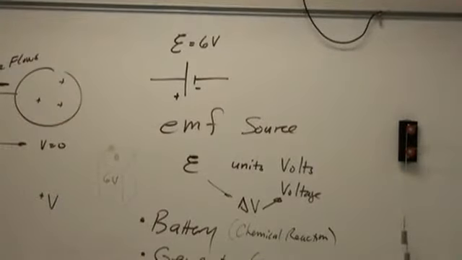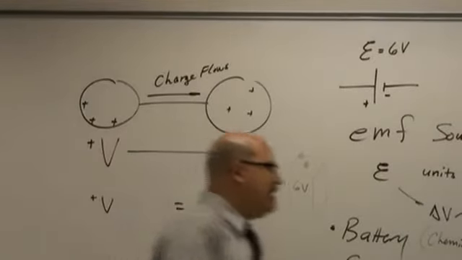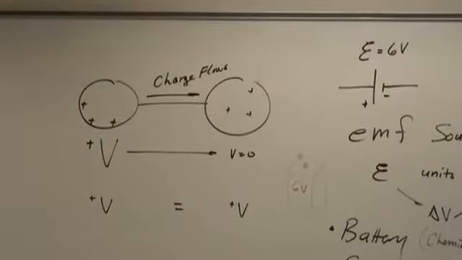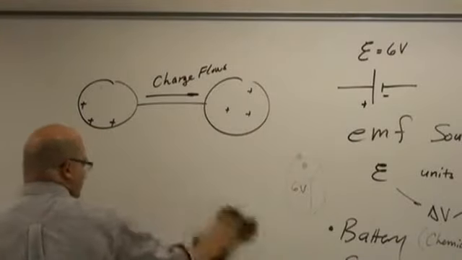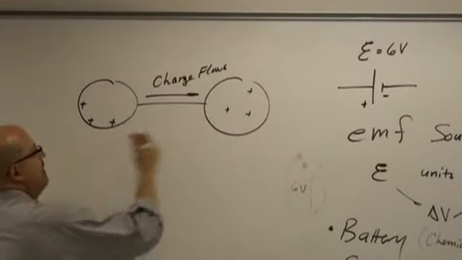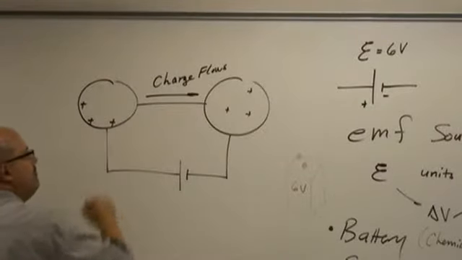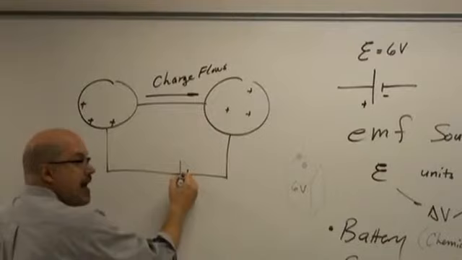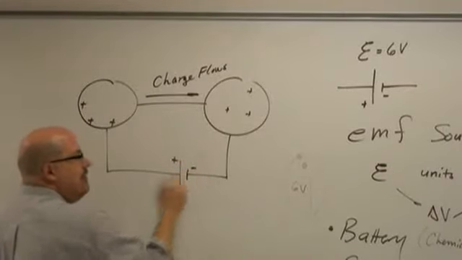So, if I wanted this charge flow between these spheres to continue forever, or at least until I run out of energy, how do I make that happen? Well, I just hook up an EMF source to it. So, this thing is dead, but what I'm going to do is hook up this battery, and this battery has a chemical reaction that makes this side more positive than that side.